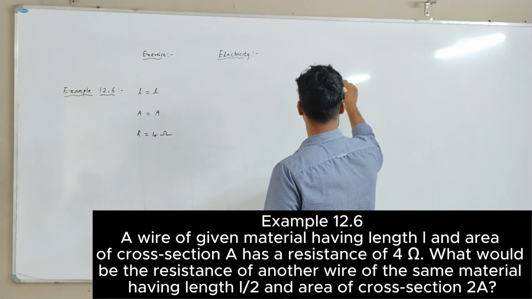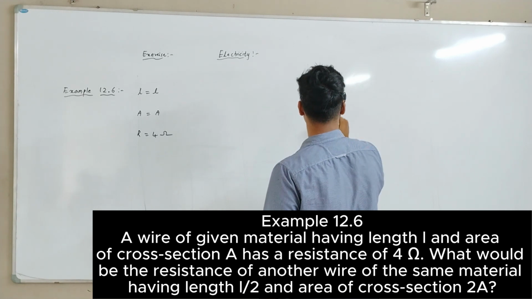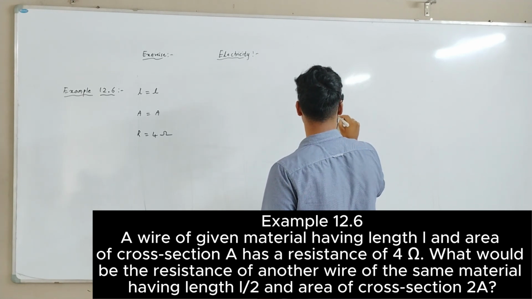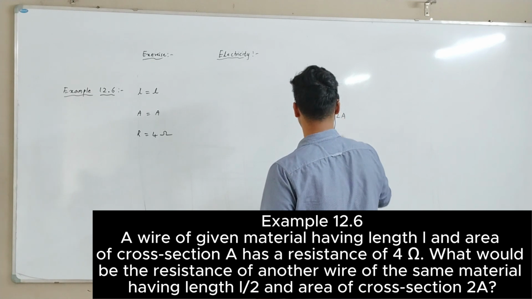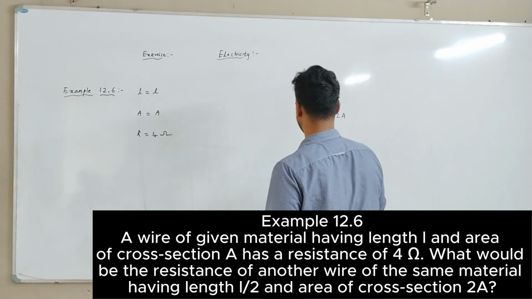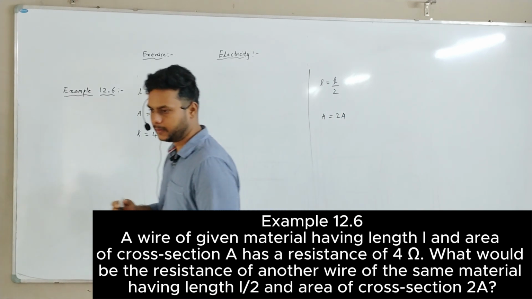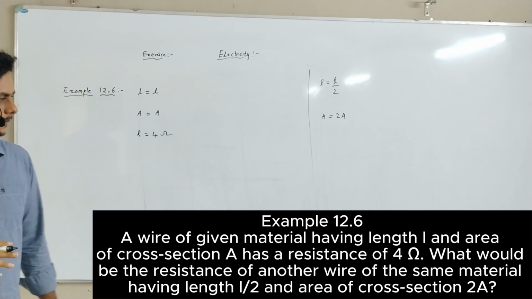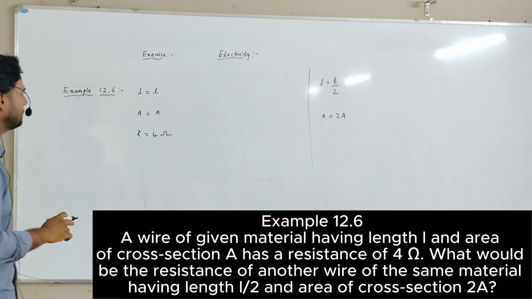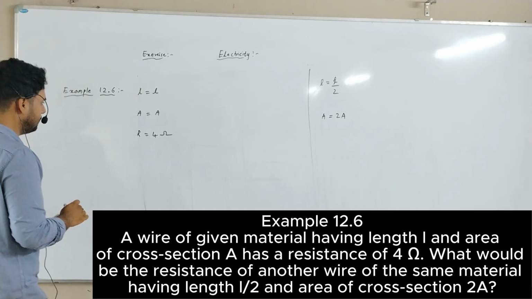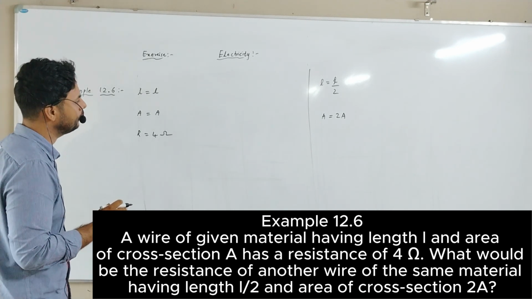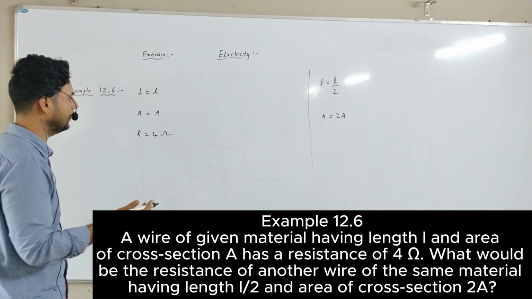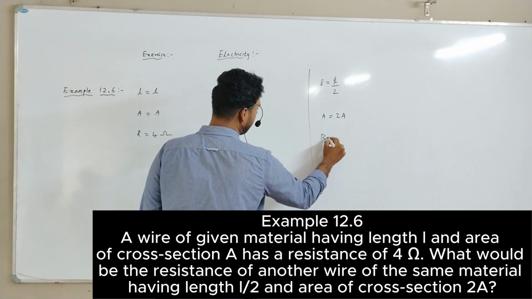length L by 2 and area of cross section 2A? Read the question once. A wire of given material having length L and area of cross section A has a resistance of 4 ohm. What would be the resistance of another wire of the same material? So resistance I should calculate. Okay, I got the question.